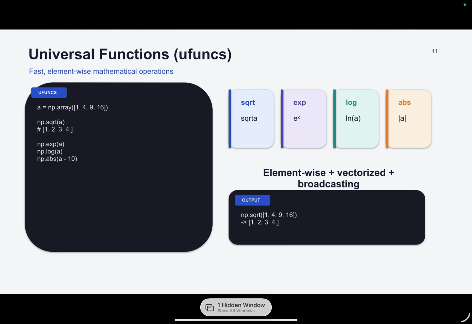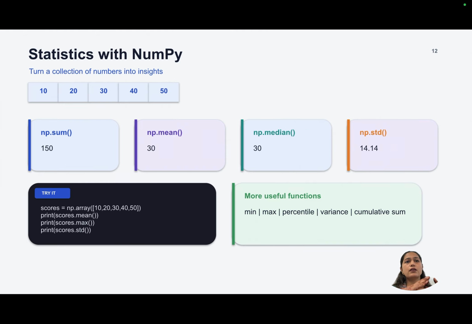Then we can do statistics directly on the NumPy array, and we use it for something extremely practical. Suppose there are marks of 5 students. Okay, we can calculate the total using the sum function, average using the mean function, the middle value using the median, minimum and maximum using min and max. We have standard deviation, which tells us about the spread of the values. These functions are used constantly when performing exploratory data analysis.